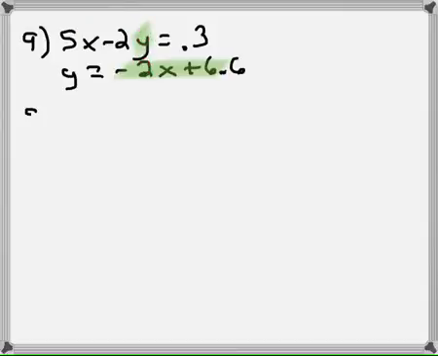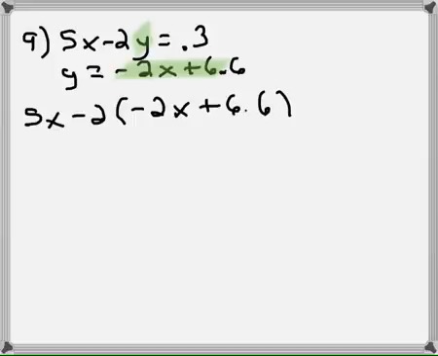Try to work ahead of me. 5x minus 2 parentheses, negative 2x plus 6.6, close your parentheses, equals 0.3. How do you solve this problem? Well, first I have to distribute, so I'm going to multiply here and I'm going to multiply here.